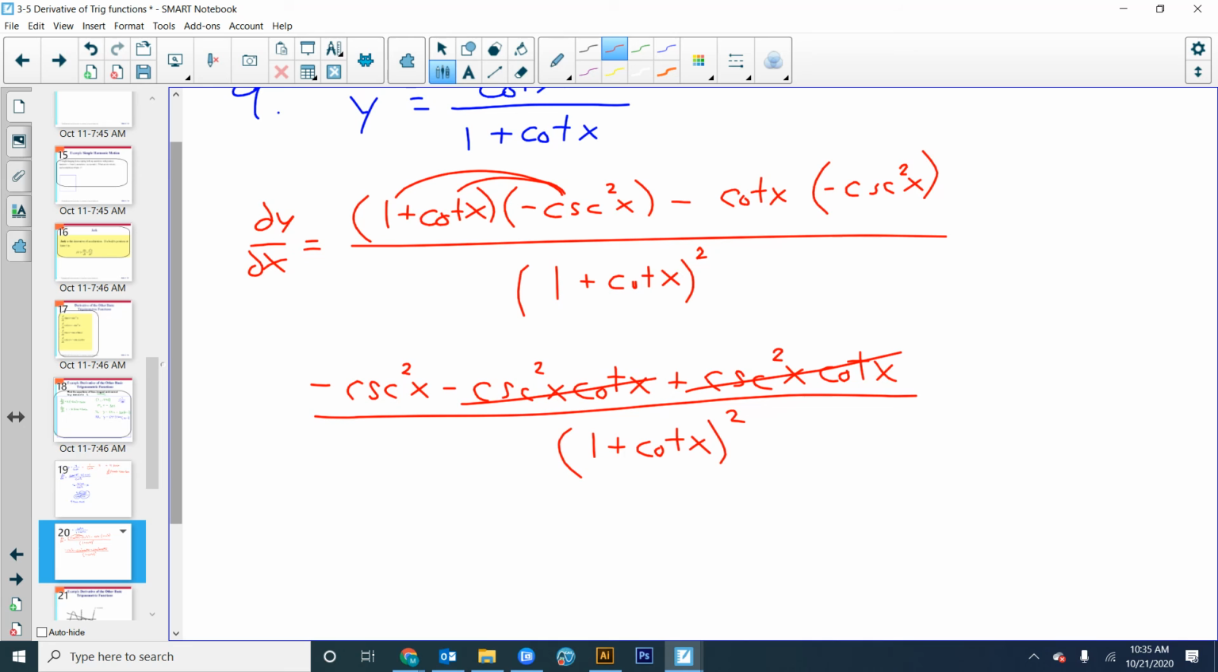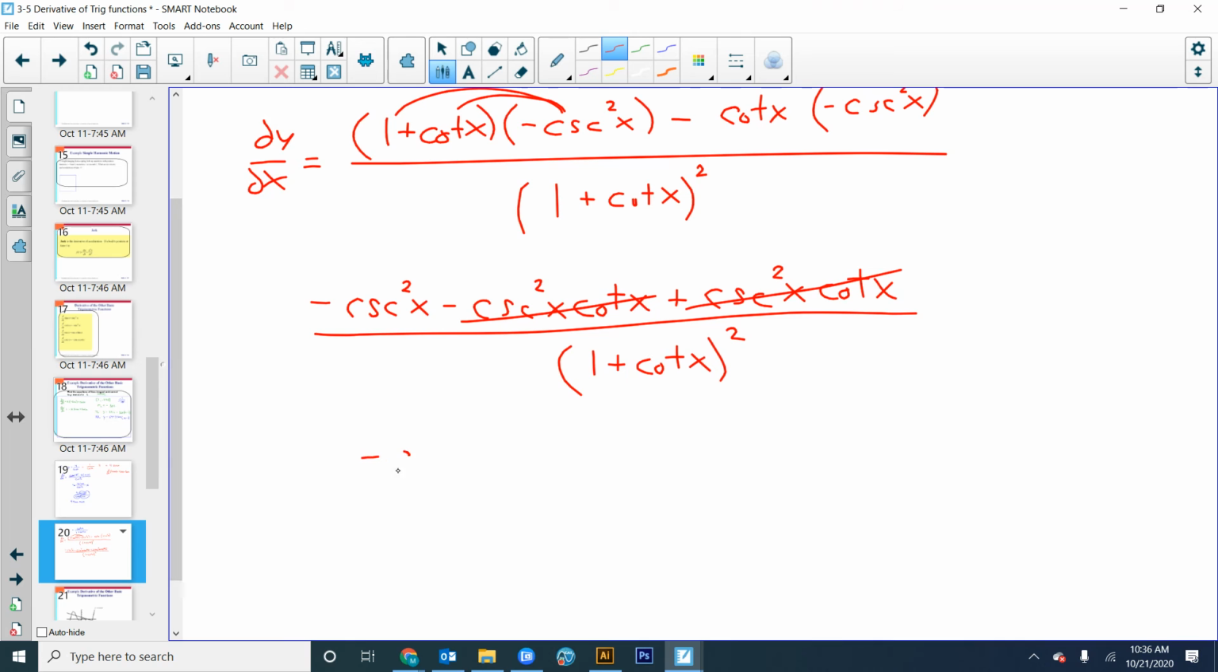Is that how they left it? Yeah, they wrote another identity. Sometimes the book will try to reduce or simplify into a different form. If you're not sure if it's the same as what you got, a good way to test it is just to graph both. Graph what you got, graph what they got, and see if it's the same result. So I would write this one as negative cosecant squared x over 1 plus cotangent x quantity squared.